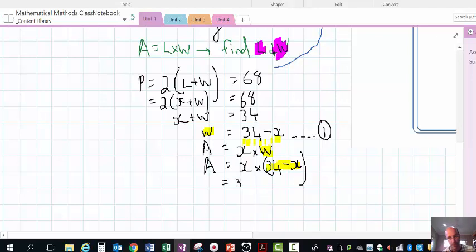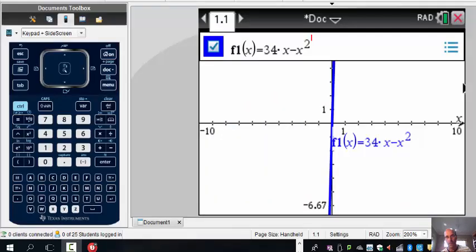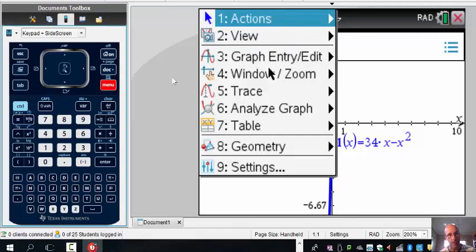Oh, look, because when I expand that I get 34x minus x squared. So we've got A and X connected. We've got a function like we said we wanted to, and look at that. Now, time to get some technology and plot the graph like we were saying for part B.